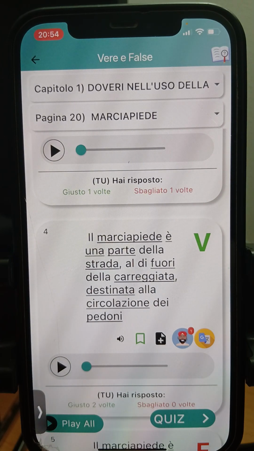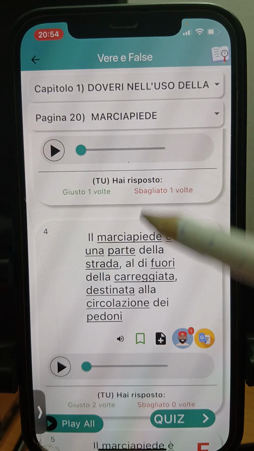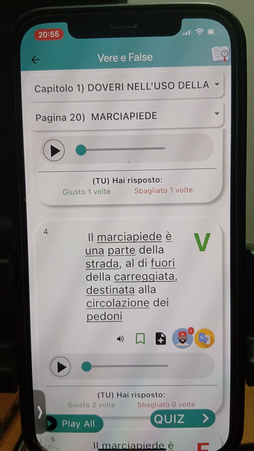Strada, al di fuori della carreggiata, destinata alla circolazione dei pedoni. Take note of fuori della carreggiata and take note of parte della strada. They are both different things.